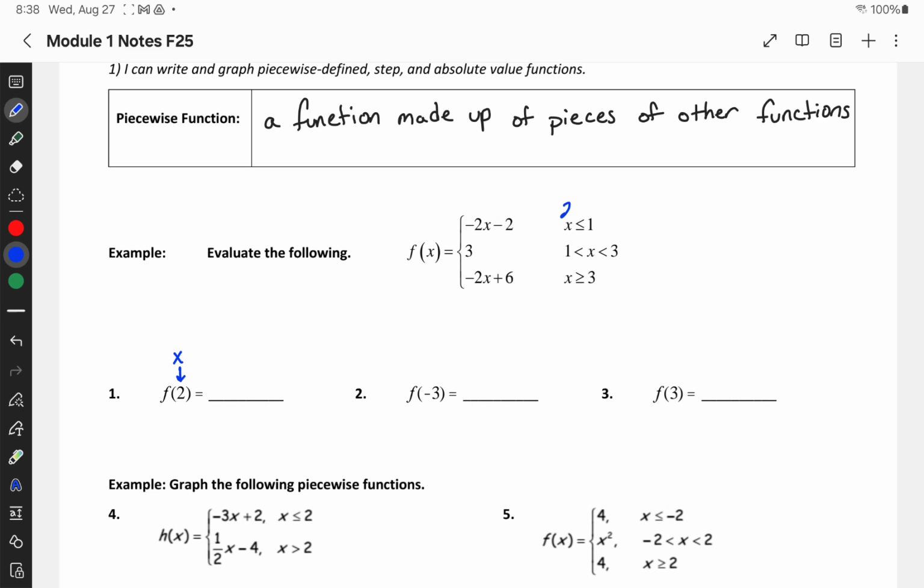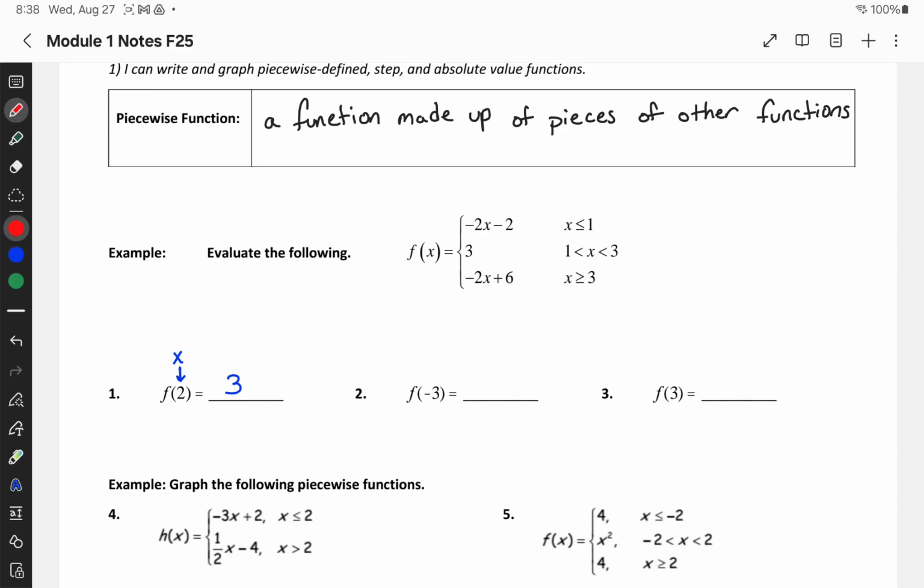Does 2 in fact mean that it's less than or equal to 1? Nope, that doesn't work. Does 2 fit as a number between 1 and 3? And yes, it does. What that means is I would plug 2 in for x into that middle expression, but there's nowhere to plug x in. Instead, I'm just going to write the number that's there and say that f of 2 is equal to 3.